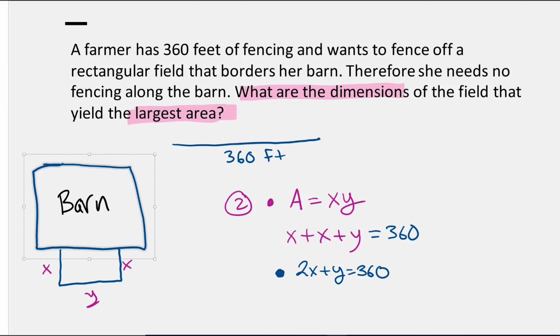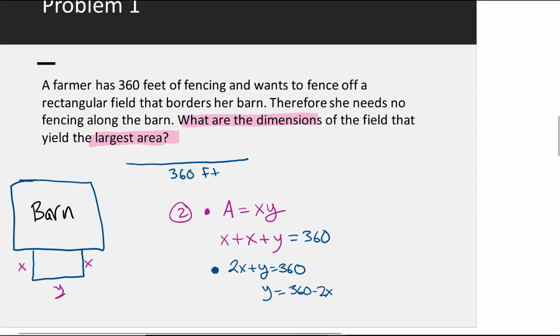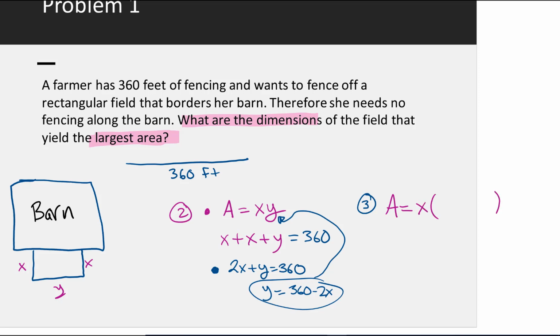So let's solve for y. We're just going to subtract that thing over and say y is equal to 360 minus 2x. Cool. So here comes our little sub. Our next step. We're going to take this and pop it into our equation. And this is the game each time. You're going to want to pop that thing into the area is equal to x times, and then we just plug in that 360 minus 2x.